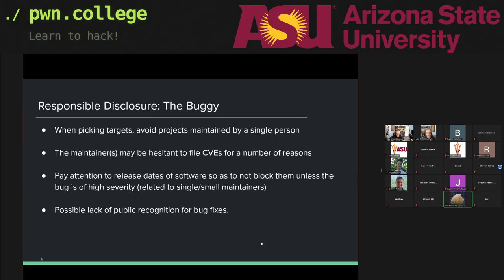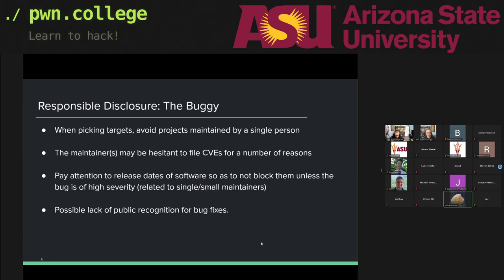Now let's talk about the buggy. And this isn't buggy in terms of the program, of course, we found bugs in the program. This is buggy in terms of the human interaction. Part of the issue lies on us when picking targets, right? We had our criteria nicely laid out: a large project that is relatively frequently updated and is used by many people. But we failed to foresee that some of these projects can have single or few maintainers, which means that these maintainers are constantly working on these projects and are kind of stressed out by the amount of work that they have to do.